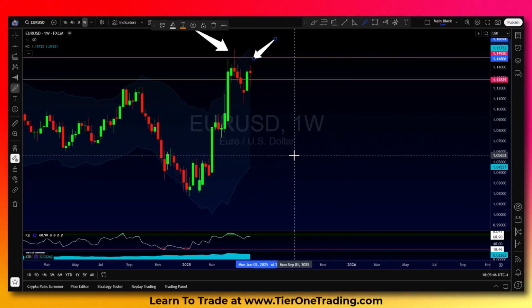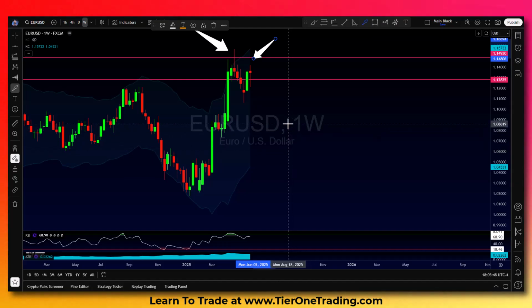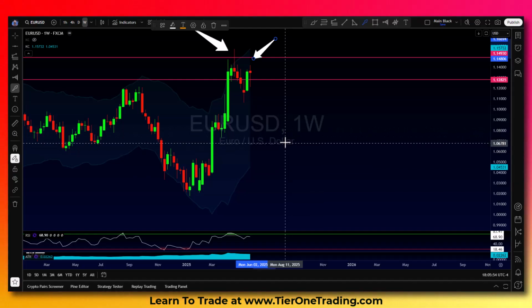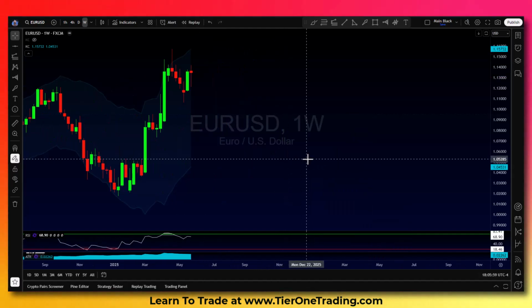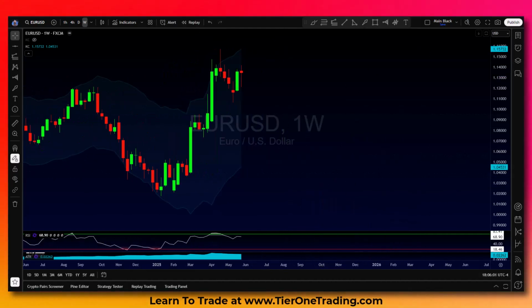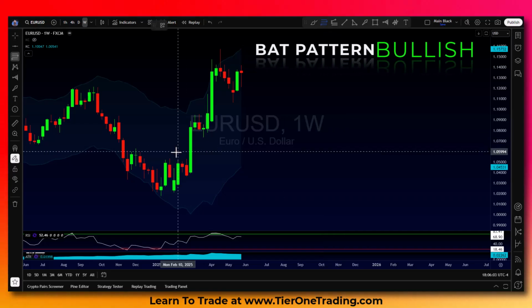If we do, we have two different plays available for us, and they're both going to come in the form of what we call advanced pattern formations. You'll hear them as harmonic patterns as well. So we'll start off with this one here on the weekly because it's very easy to see, and this is going to be a potential bat pattern.